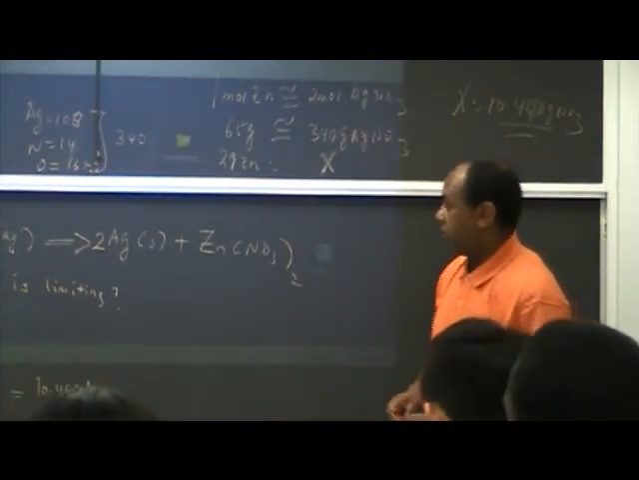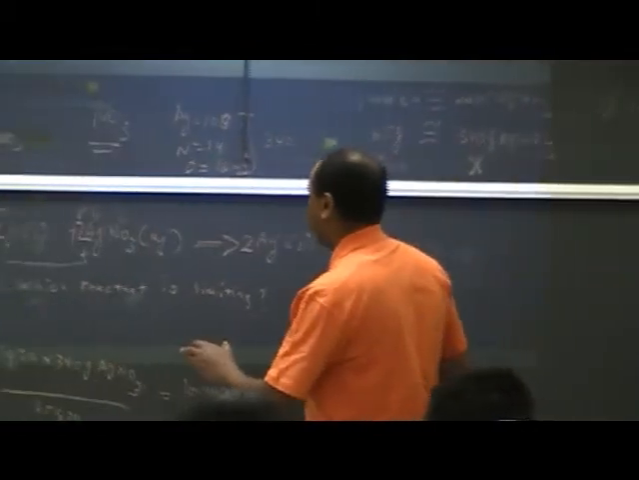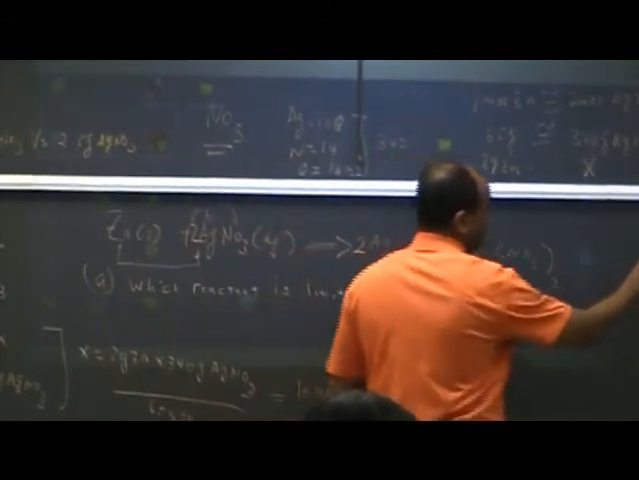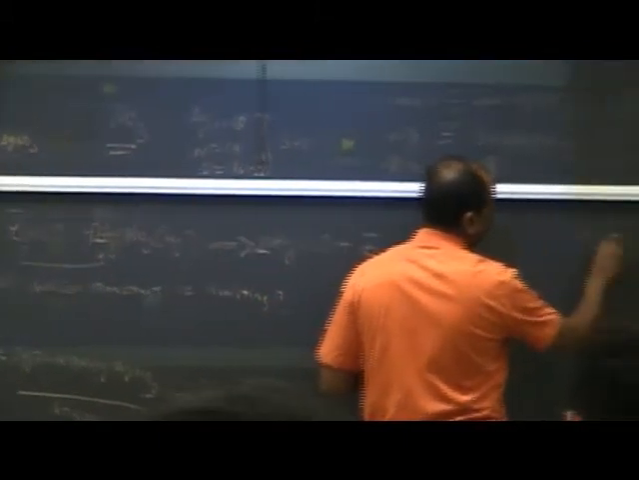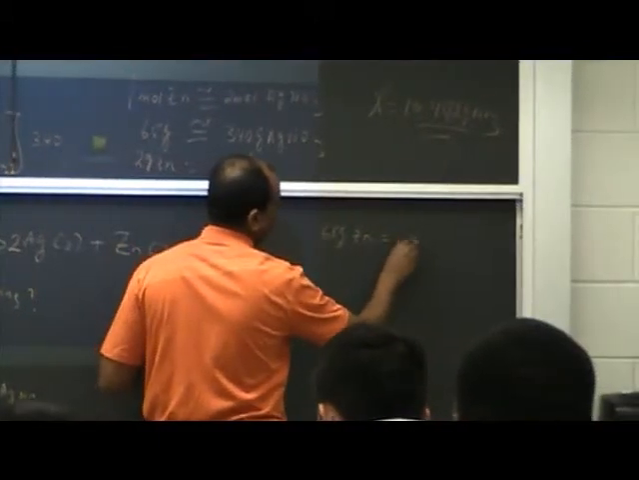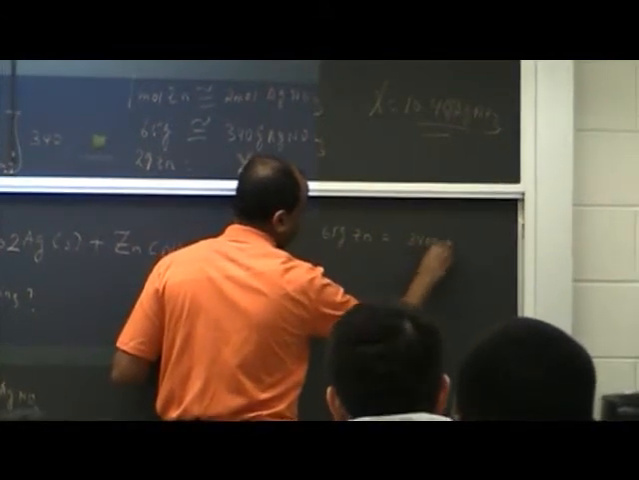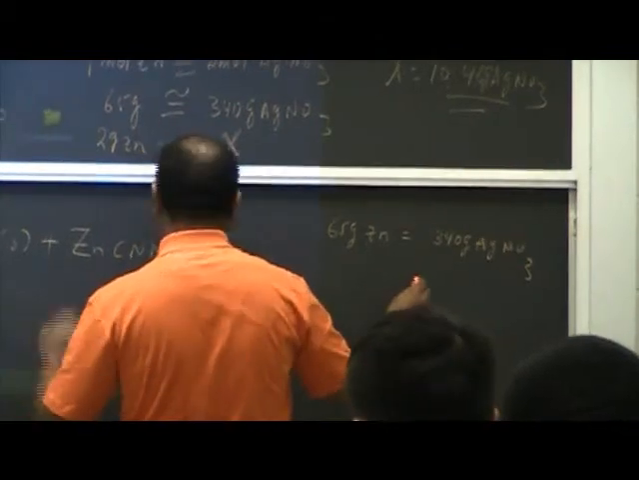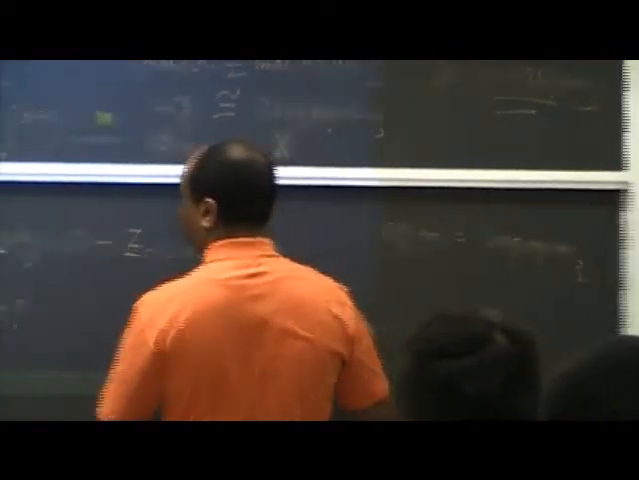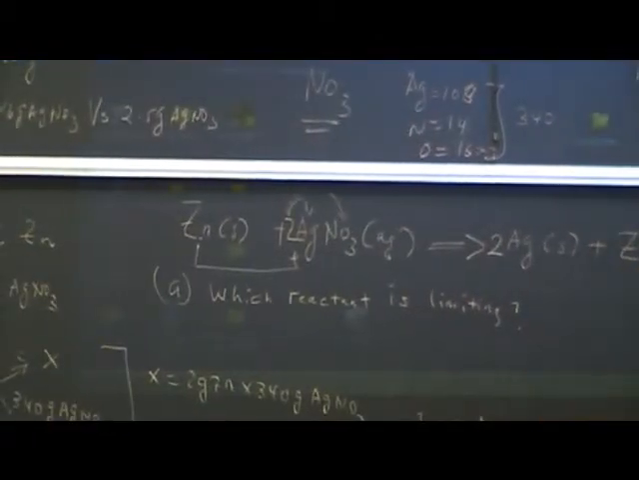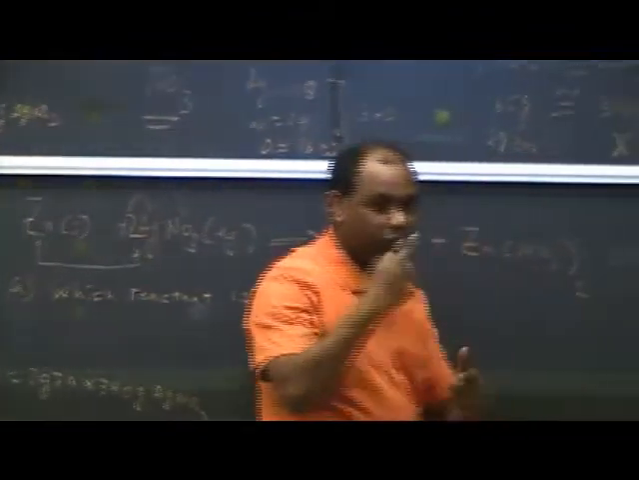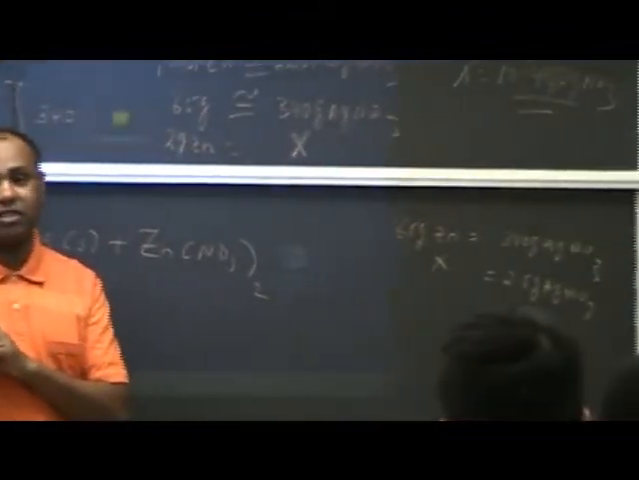Here is what I'm going to say. If I have 65 grams of zinc, how many grams of silver nitrate do I need? 340. If I have 2.5 grams of silver nitrate, how many grams of zinc do I need? Now I'm doing the vice versa. Let's see the difference. We'll do the same thing.